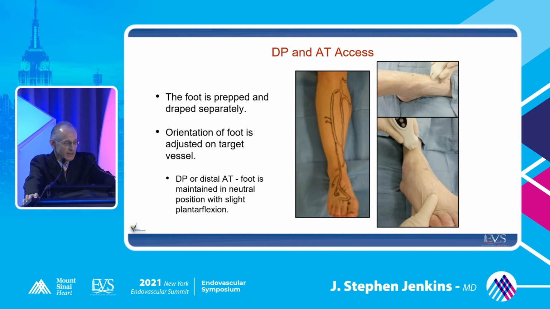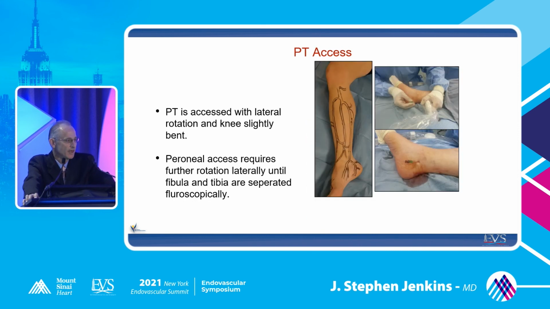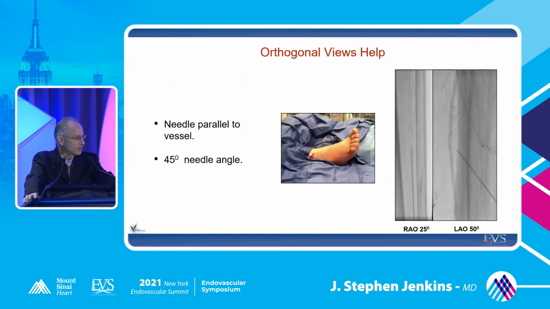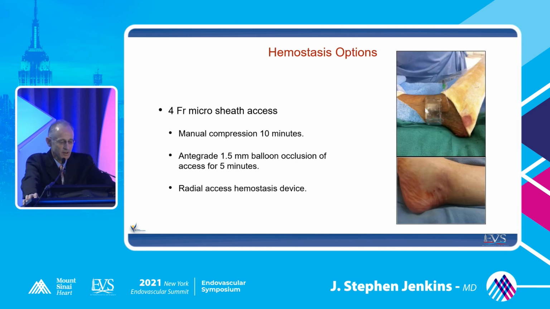For the dorsalis pedis and AT axis, the limb is left in a straight position with a little dorsiflexion of your foot. You need to bend the knee and laterally rotate it for your posterior tibial when you're doing this antegrade access, but that's a whole other talk. And if you use radiographic guided imaging, you need to separate the tibia and the fibula completely so that you can go in between them. And you need to realize you have to do orthogonal views to be parallel in one view and perpendicular in the other with radiographic guided imaging for angiographic guided access.